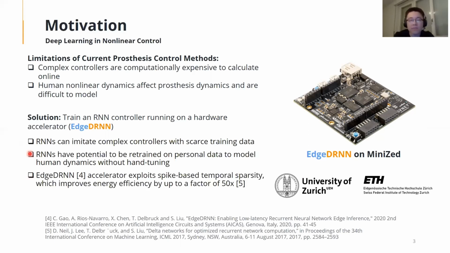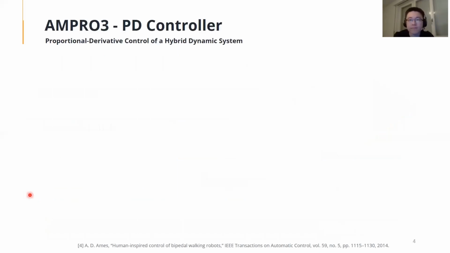Although RNNs are computationally intensive, EdgeDRNN Accelerator exploits spike-based temporal sparsity, which improves energy efficiency by up to a factor of 50 times. Moreover, it enables computing large multi-layer RNNs at a total power budget of only 2 watts.